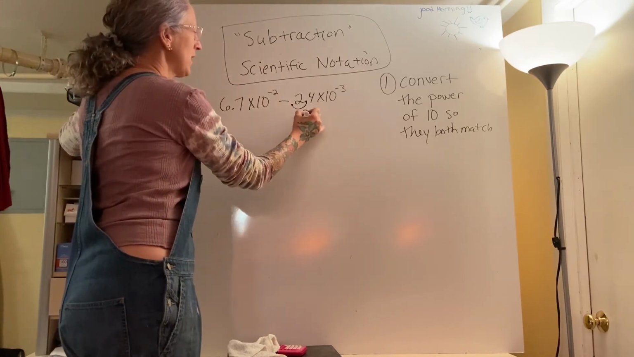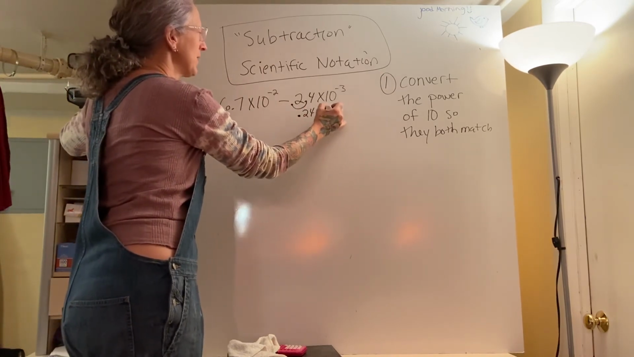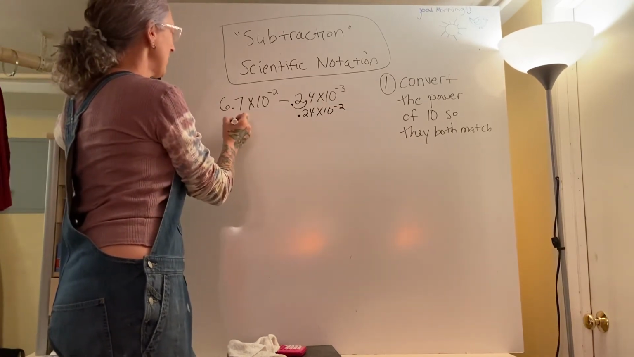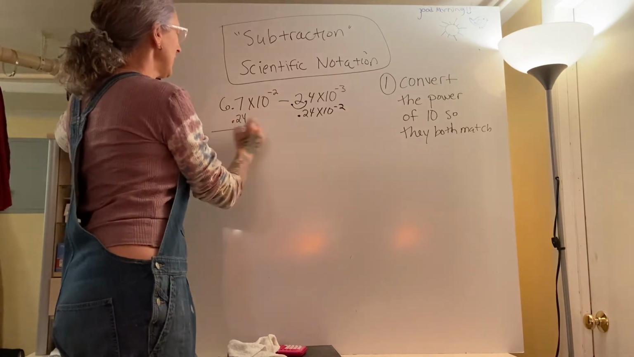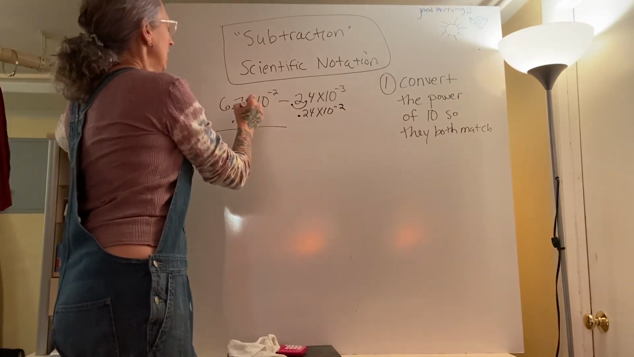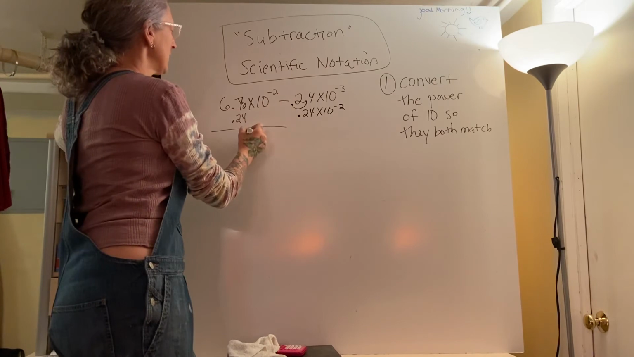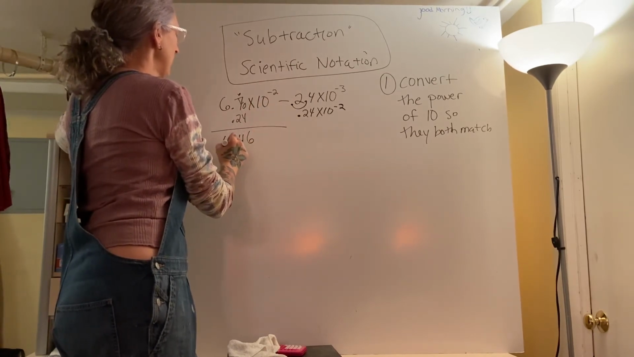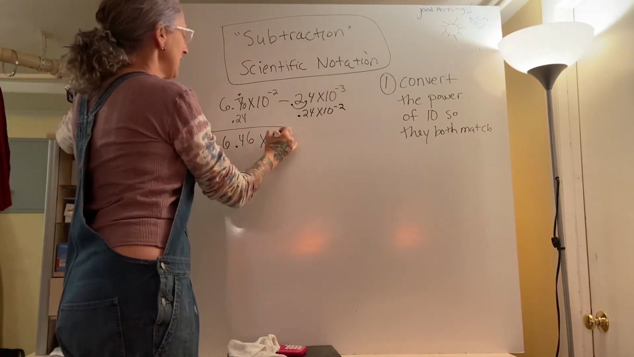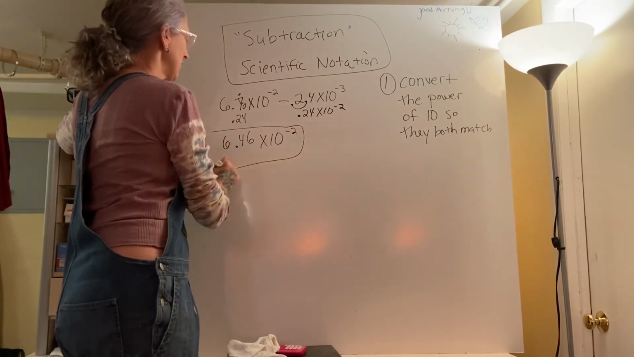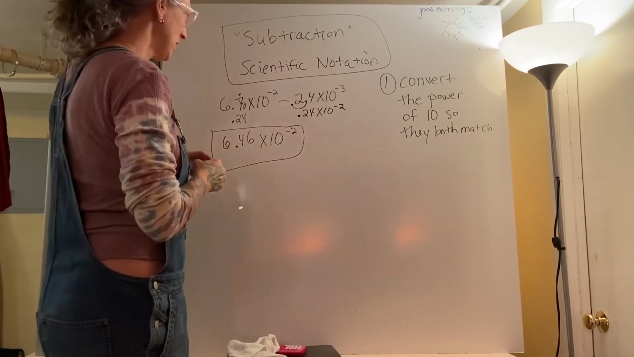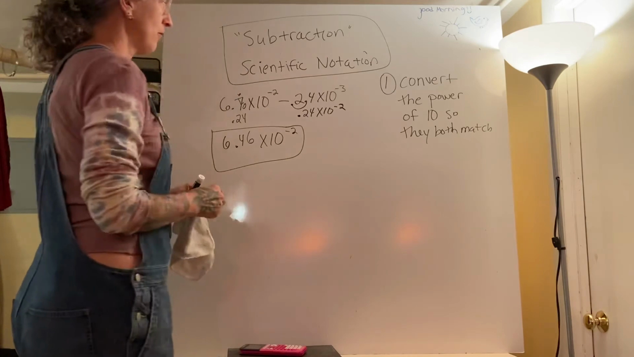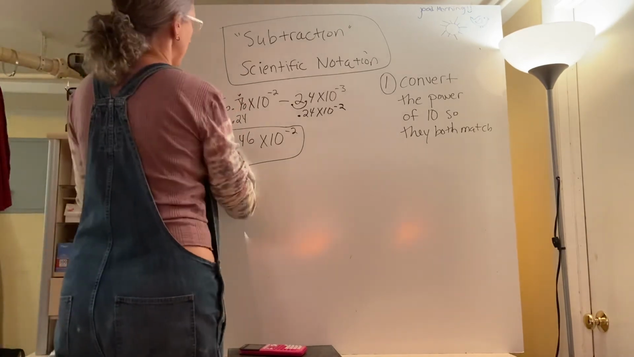So this is going to be 0.24 times 10 to the negative 2. So 6.7 minus 0.24 equals, 10 minus 4 is 6, 6 minus 2 is 4, so 6.46 times 10 to the negative 2. And this is your answer. Let's do another one and see if maybe, let's just try one with a power of 4 so that there's 2 difference, okay?